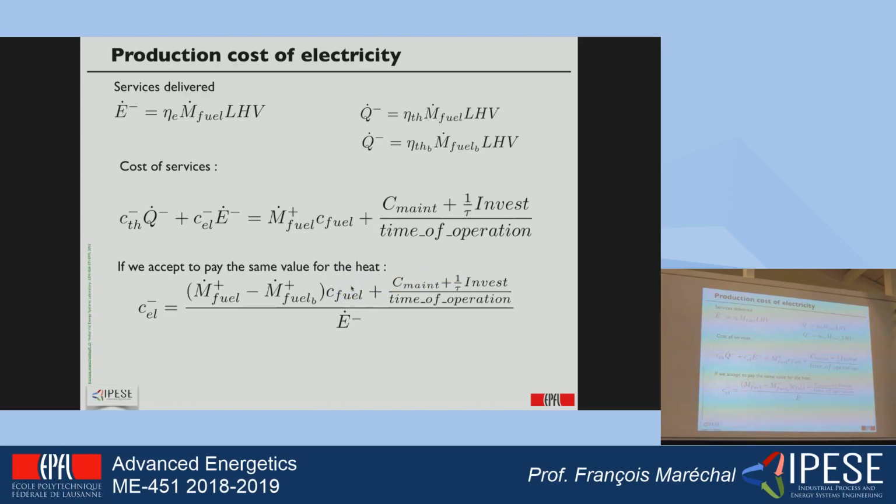And then I'm obtaining the cost of electricity. So in this case, I'm deciding to replace my boiler, accepting to pay the same price for the heat, and defining what will be my cost of producing the electricity. And then I will compare this value with the cost that is supplied by the electricity producer from the grid, and then I will see if I have break even or not. Okay, if I'm better or not.